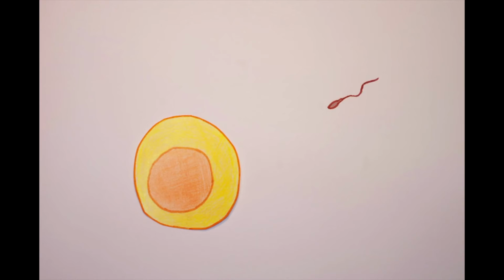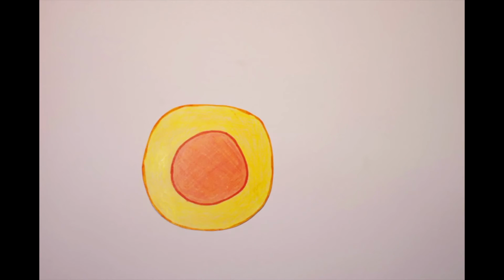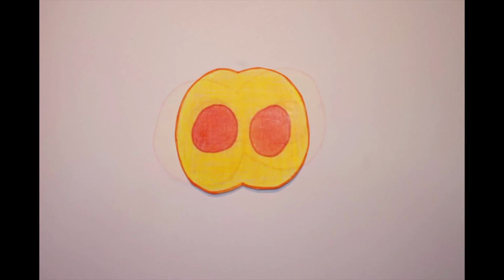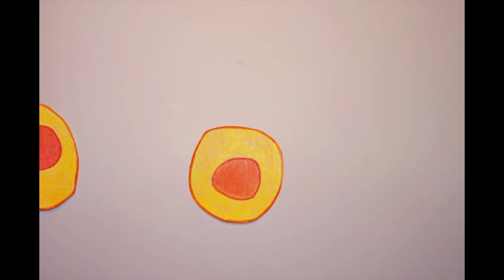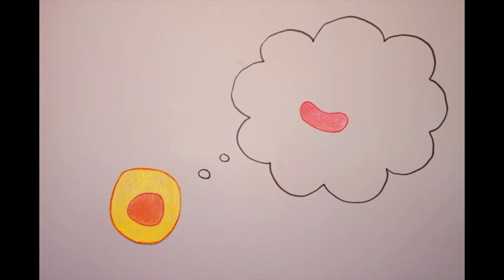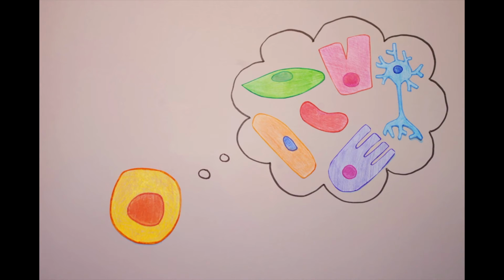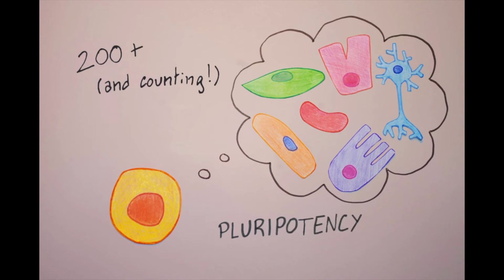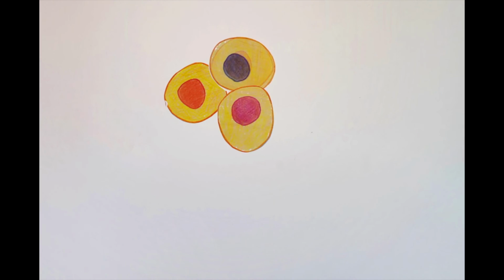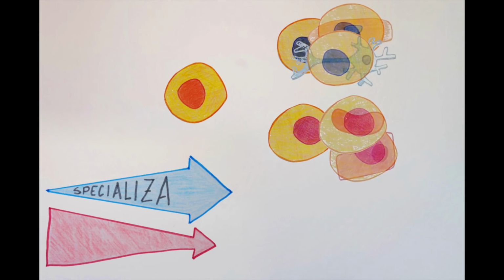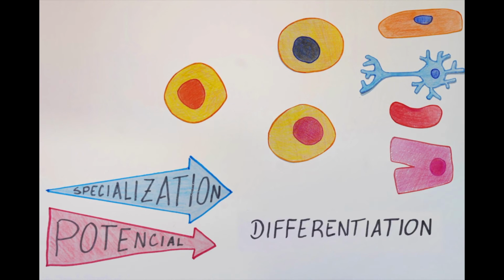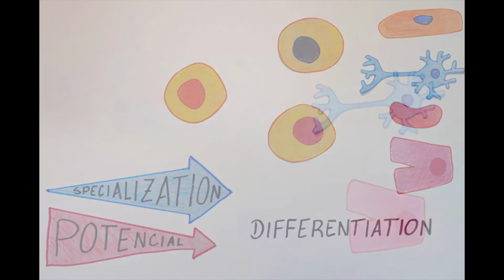When sperm and egg fuse, they give rise to the zygote, which in turn divides multiple times to form the embryo. Cells in the early embryo have the potential to originate any of the more than 200 different cell types found in the human body. This characteristic we call pluripotency. Cells then specialize, acquire functional maturity, and lose potential during a process termed differentiation.